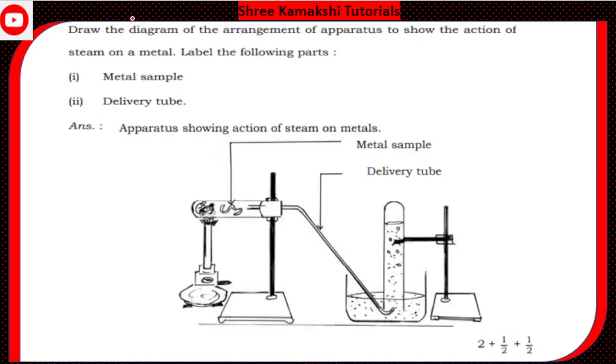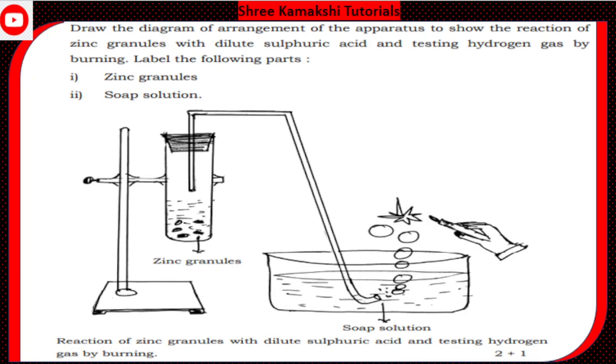The next question is: draw the diagram of arrangement of apparatus to show the action of steam on a metal. Label the following parts: metal sample and the delivery tube. This is the diagram. If you draw the diagram, you get 2 marks, and the 2 parts carry half a mark each, that means 1 mark. This is a 2 marks question. Understand, students?